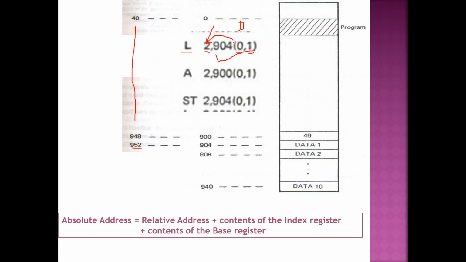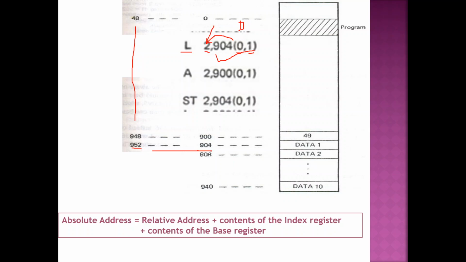What is the relative address here? 904 is the relative address. What is the value of the index register? 0. What is the value of the base register? 48. So your absolute address is equal to 904 plus 0 plus 48. Or you can say 904 plus 48, where the index register is assumed to be 0. So I directly add the base register value to find the absolute address. 904 is your relative address. Add 48 to it. What do you get? You get the absolute address 952.